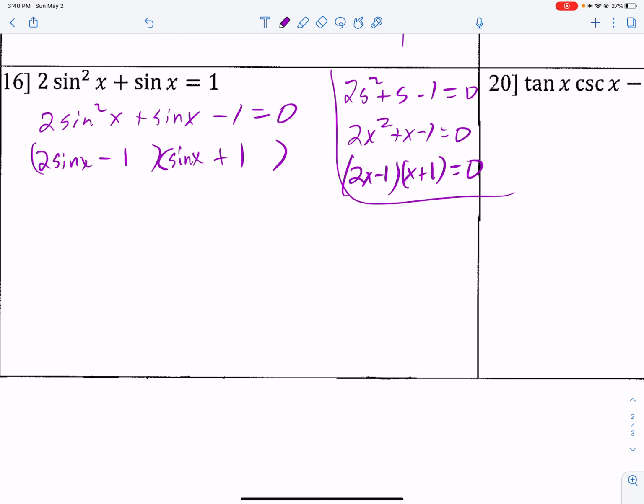If I FOIL that out, I'm going to get a positive 2 sine x and a minus 1 sine x in the middle, which is that plus sine x in the middle. And that equals 0. Don't forget the equals 0. So now two quantities multiply to be 0. One or the other must be 0 for that product to be 0. So solve for sine x in both of those.